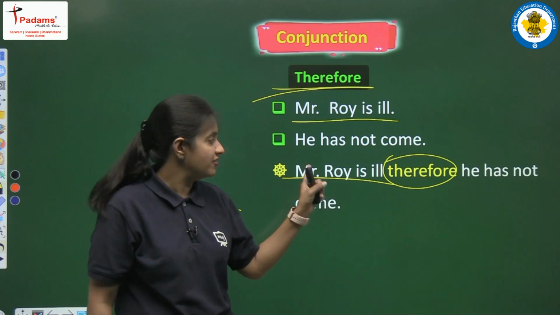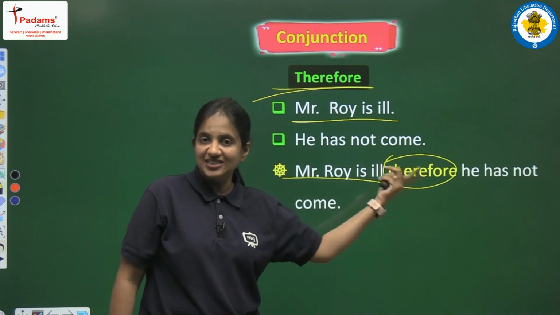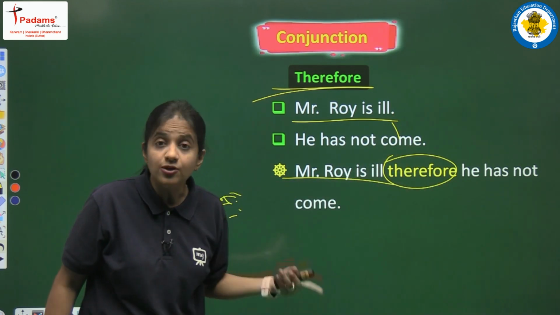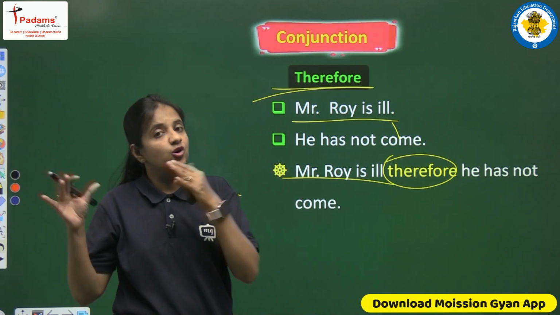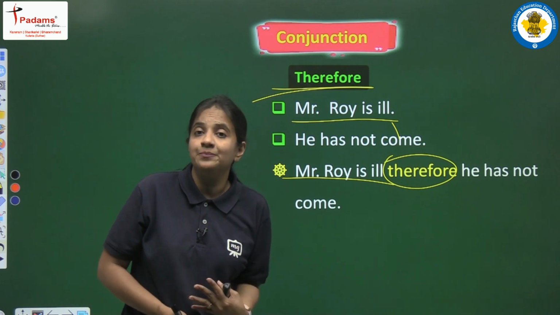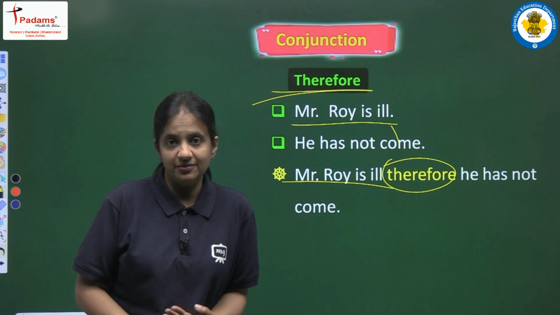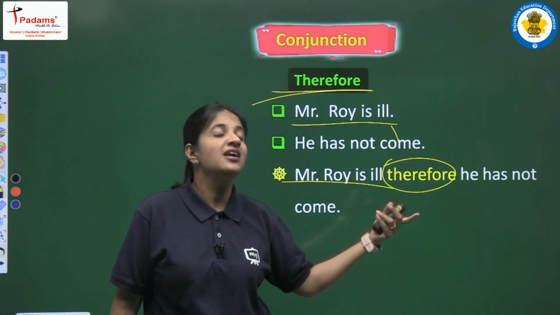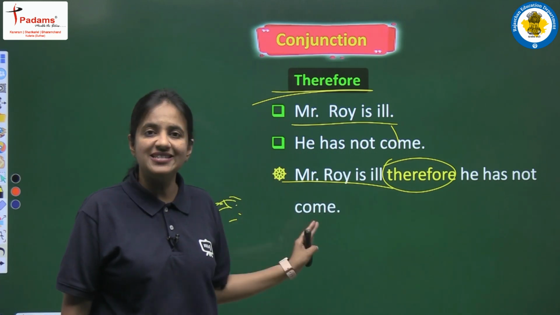So basically the first part is the statement, right? Then we have the conjunction therefore, and after therefore we are having the result of this thing. Mr. Roy is ill, and because of that the result is that he has not come. So students, therefore is used to show the result of something, right? In the first part we always have some kind of statement, and in the second part we have the result, like we have here in this sentence.